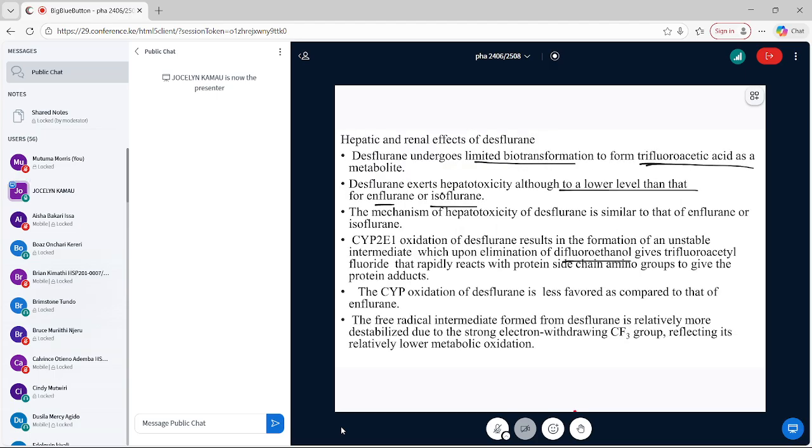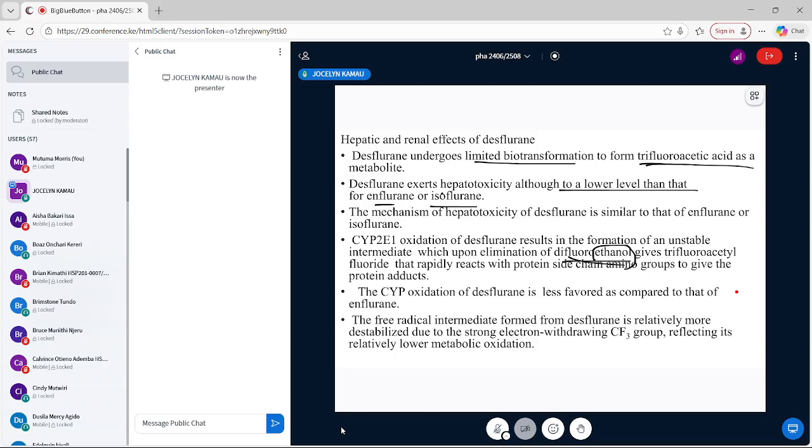It should be elimination of difluoromethanol, not ethanol, to give trifluoroacetyl fluoride. So kindly correct that small mistake there. It should be difluoromethanol, gives trifluoroacetyl fluoride that rapidly reacts with protein side chain amino groups to give the protein adducts. Again, that's a song. I hope you can be able to understand that.